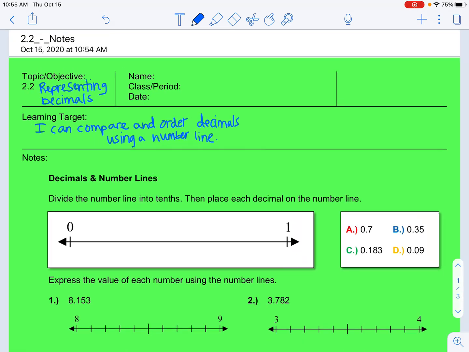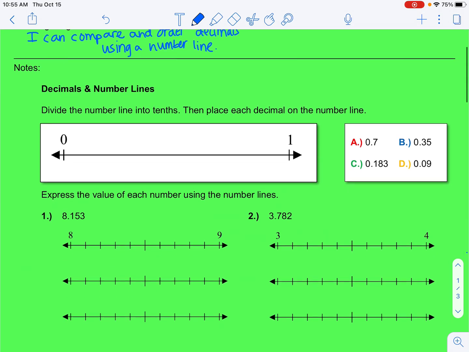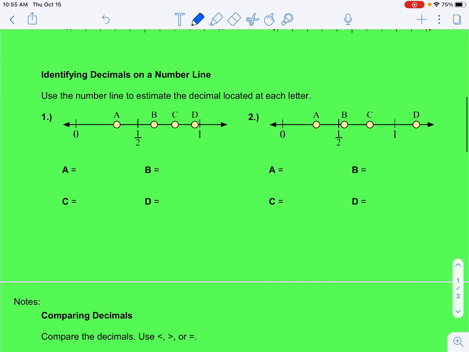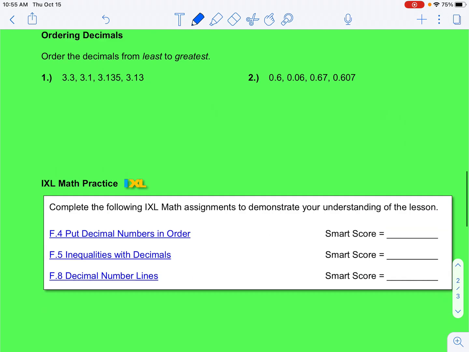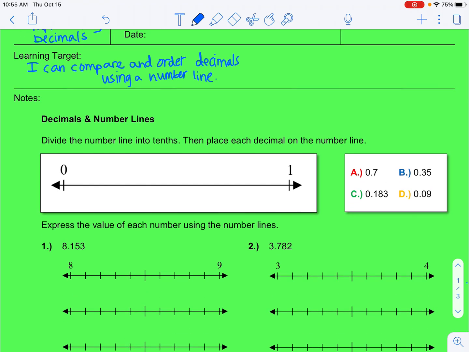Alright, so let's get started. We are going to split this lesson into 2 days, okay? So this first page we're going to do today, and then tomorrow, on Thursday, you will go through this next page, okay? So we're going to split it up so that we can focus on a few things instead of all of it all at once.